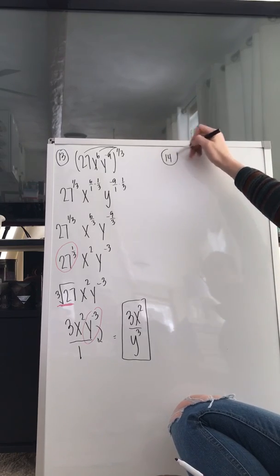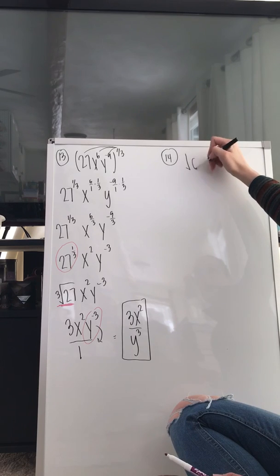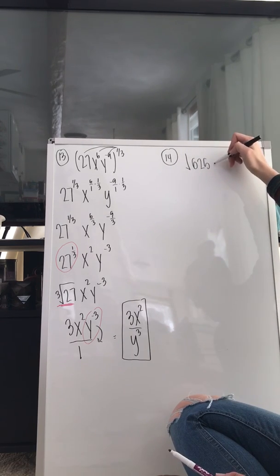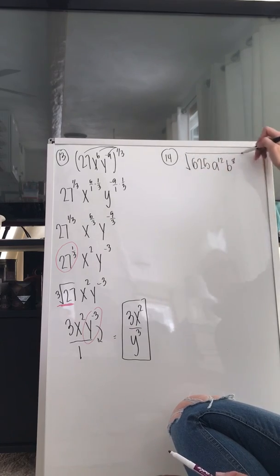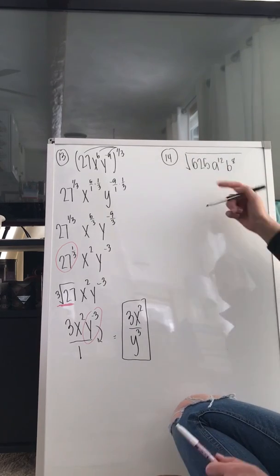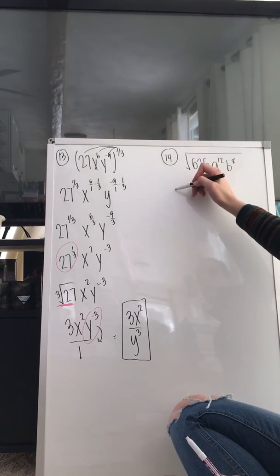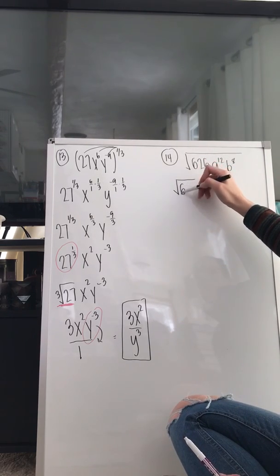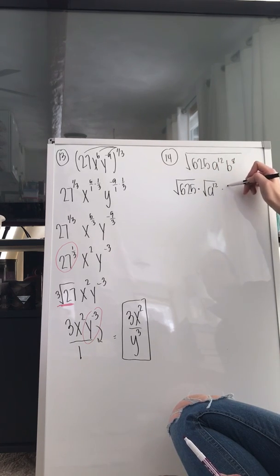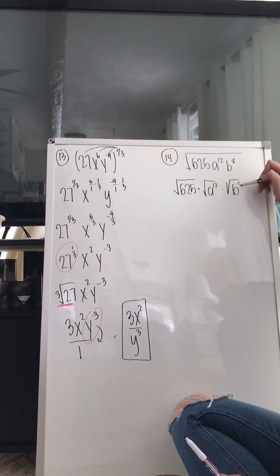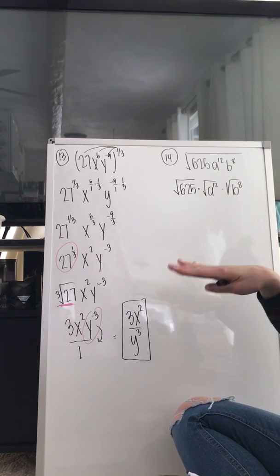All right, and our last example, a little bit different. So we're asked to simplify 625, a to the 12th, b to the 8th, all underneath the square root. So I'm going to split these up into their own roots. So this is going to give me square root of 625 times the square root of a to the 12th times the square root of b to the 8th. And the reason that I'm going to split this up is because I'm going to evaluate these separately.